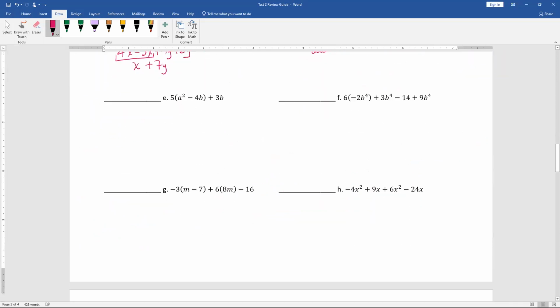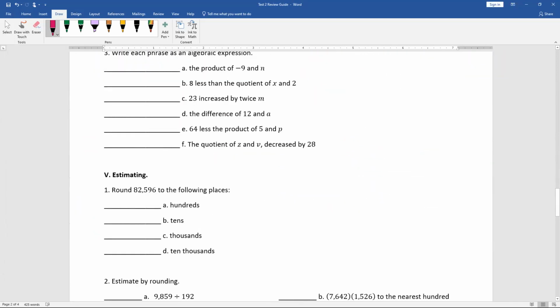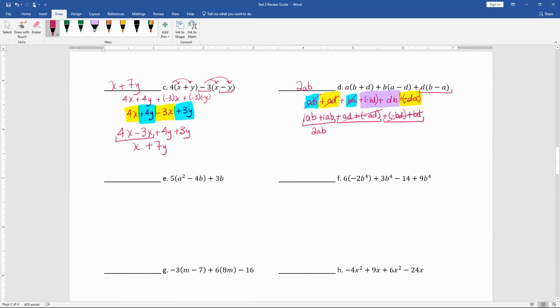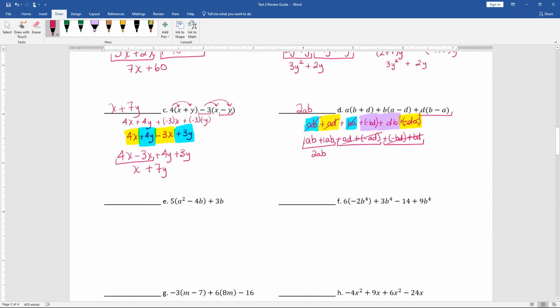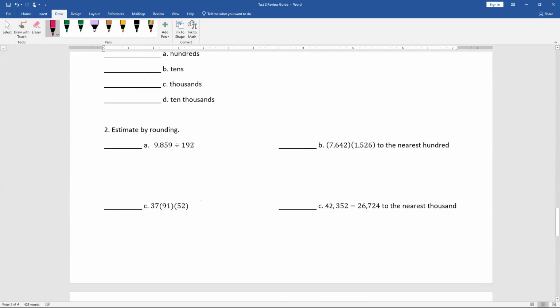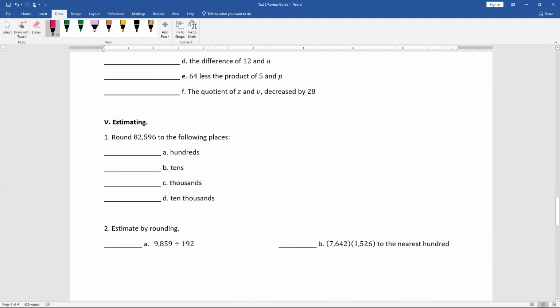I want y'all to finish that page and the translating word phrases. Everything but the word problems. I want y'all to do that for homework. Give it a try.